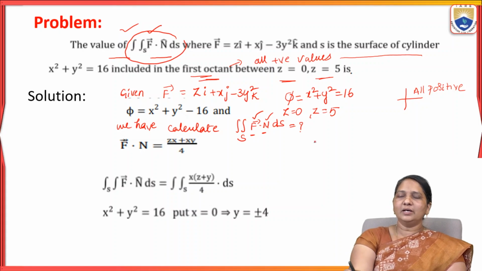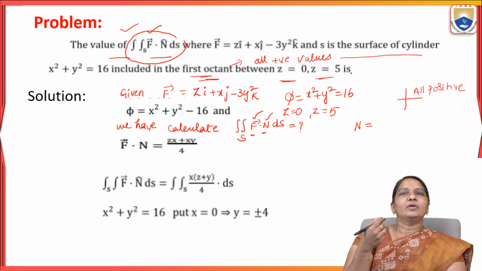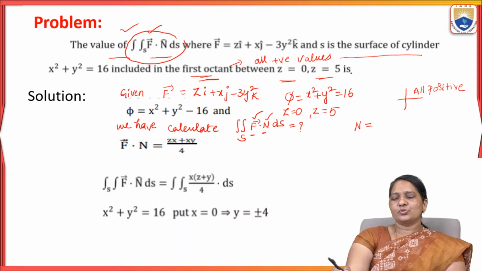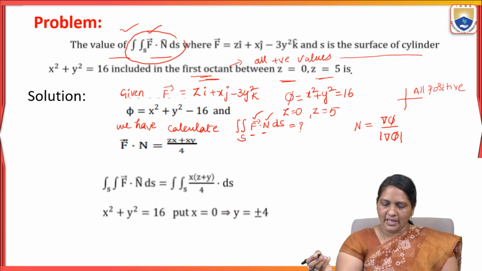Now how to calculate n? The formulas are already given to you in the before slide. Please learn the formulas by heart, then it will be very easy to calculate the integrals. Is it clear? I hope you got the idea of how to remember the formulas also. So now n, the unit normal, equals del phi by mod of del phi.